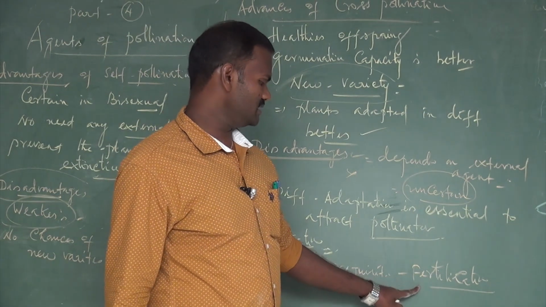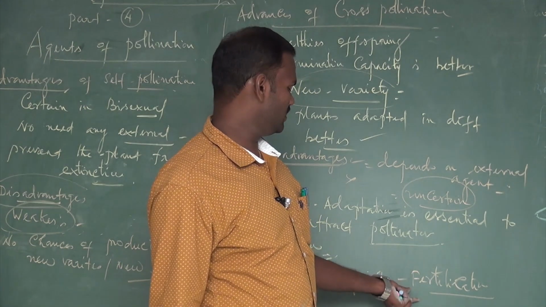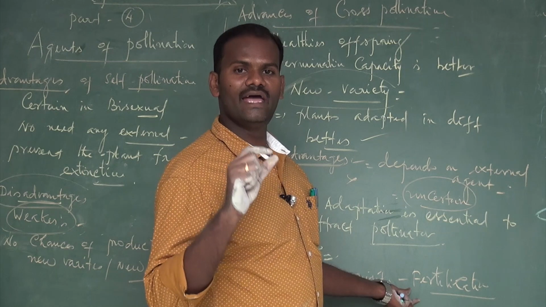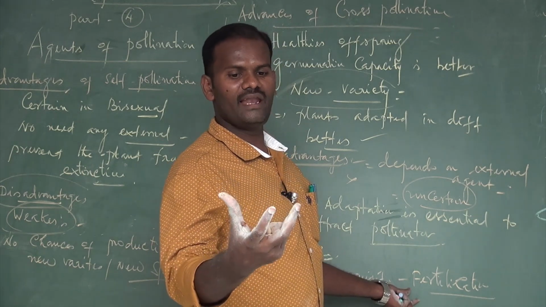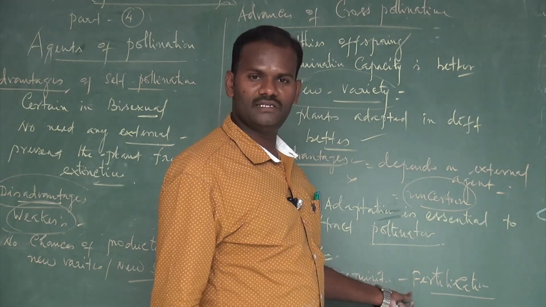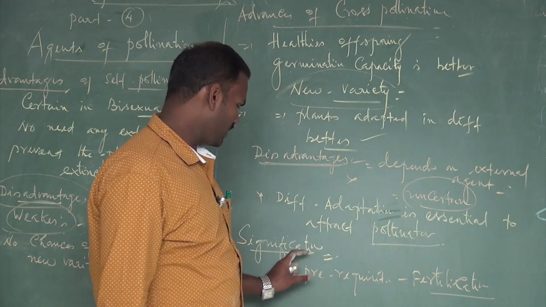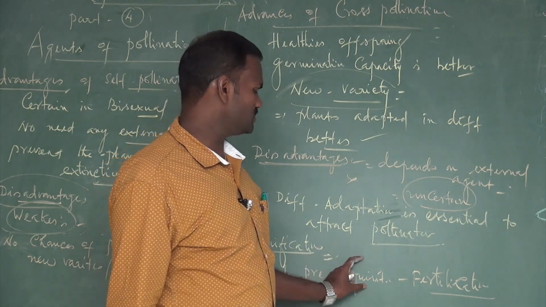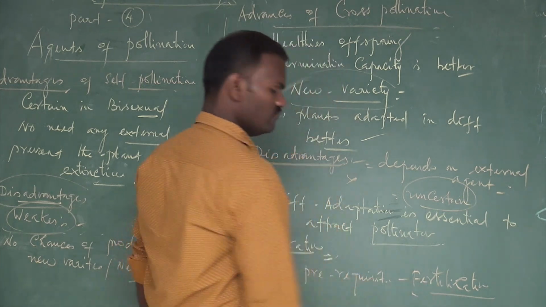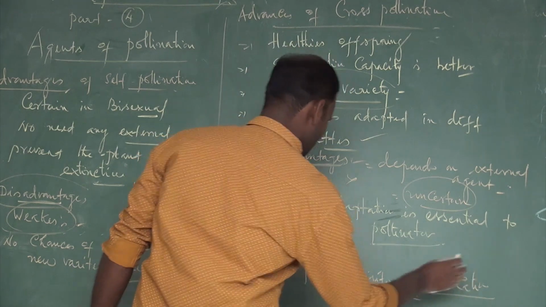So what is called fertilization? Fusion of both male and female gametes. It is possible only through the process of pollination. So pollination also helps to bring male and female gametes close together for fertilization. It is another significance of pollination. Pollination is a primary process or prerequisite process for fertilization. As a result of fertilization, the ovary develops into fruit, and the ovule develops into seeds.